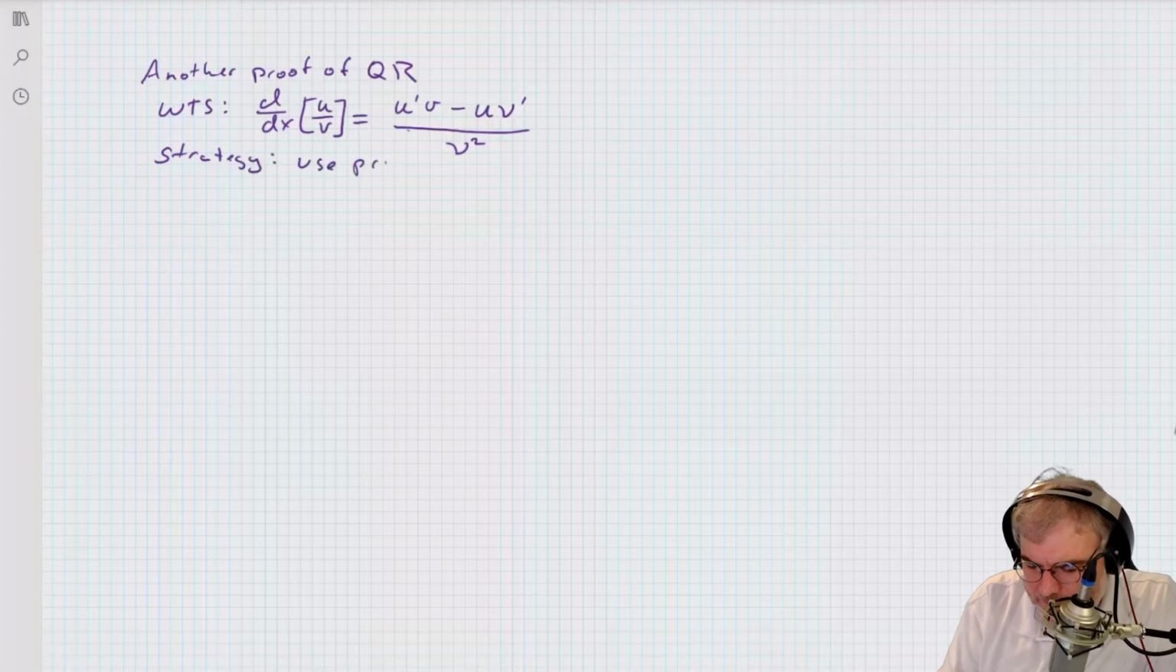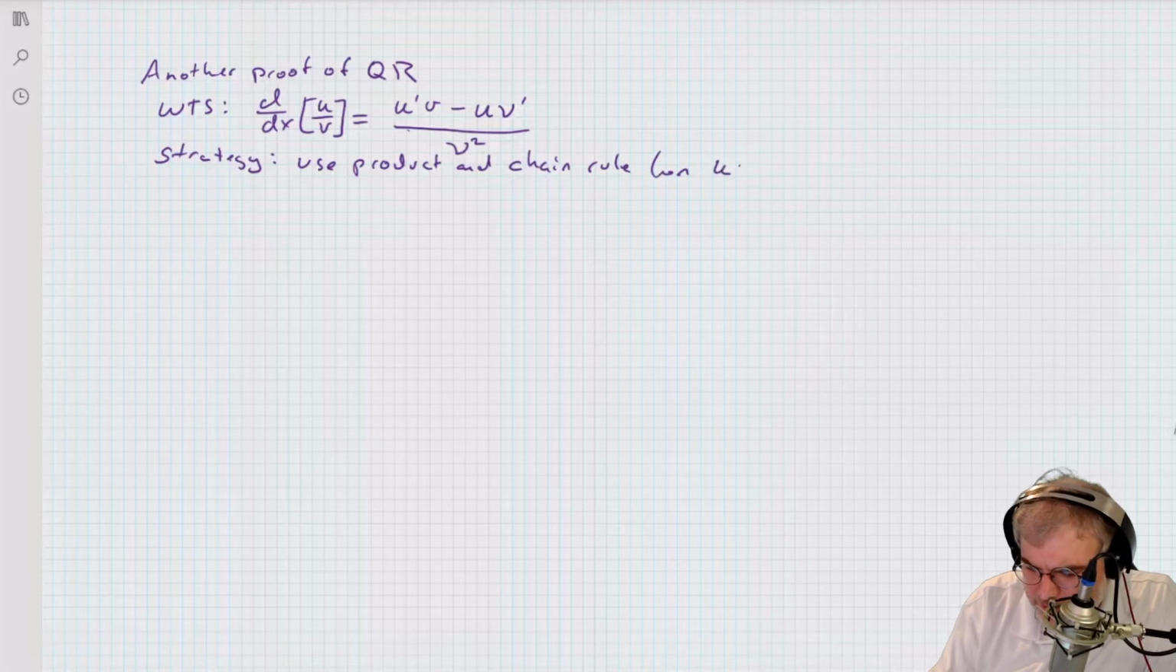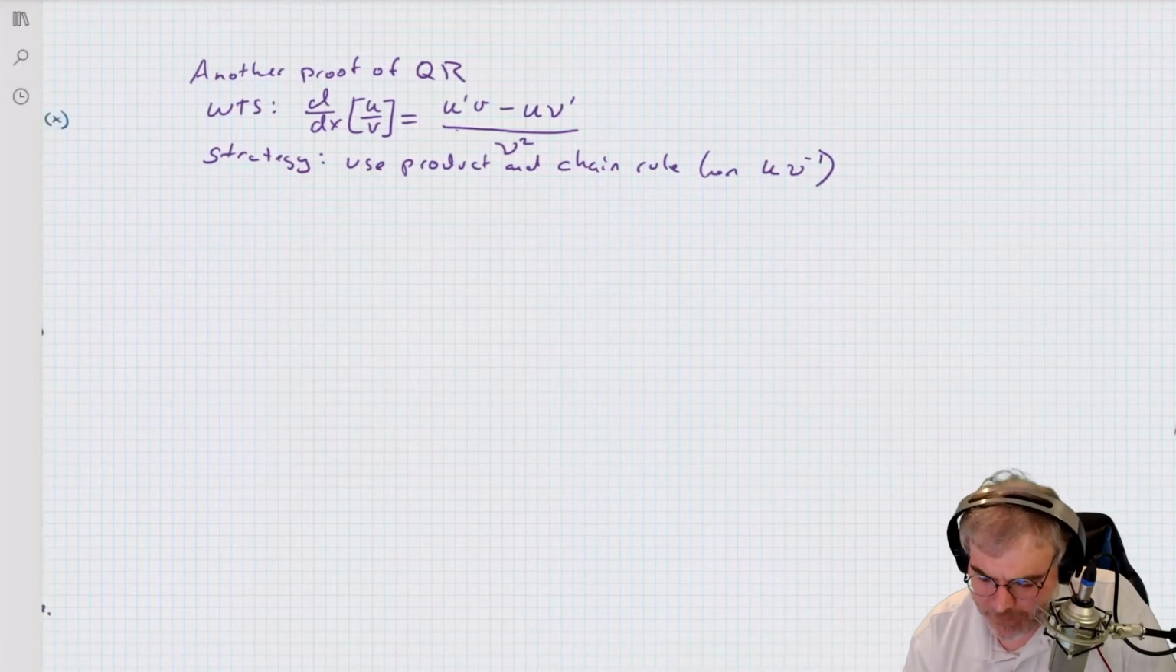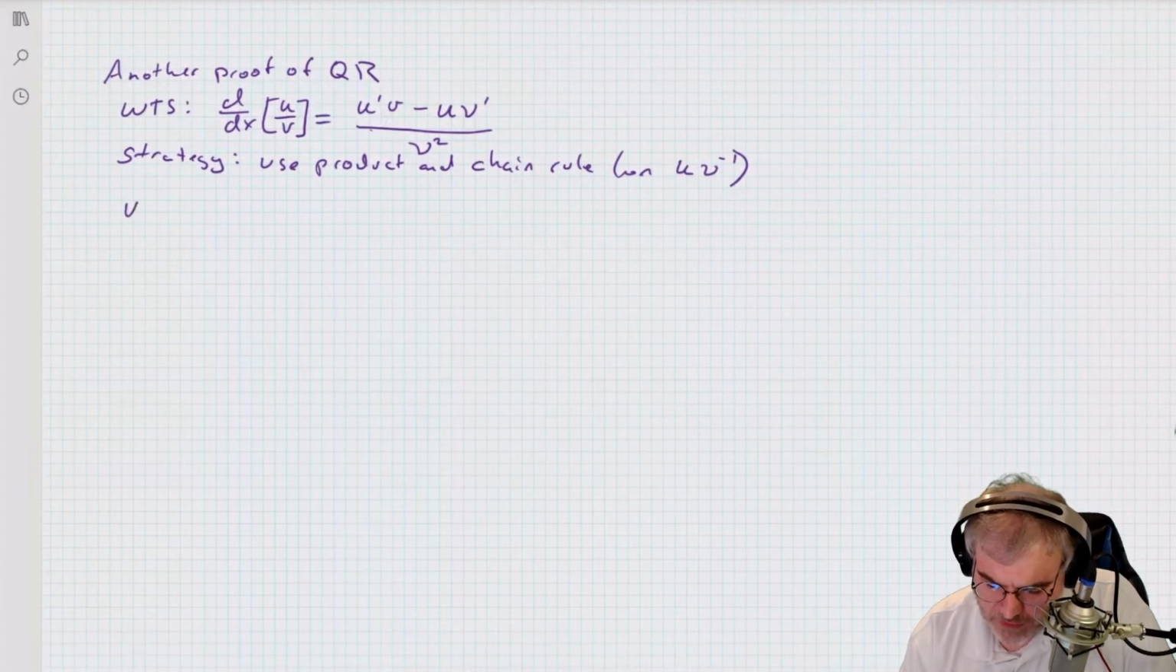My strategy is to use the product and chain rule on u v to the negative 1. And that's the key, this whole thing is u v to the negative 1. All right, so here's how that proof works out. I go d over dx of u over v, which is the exact same thing as the derivative of u v to the negative 1.